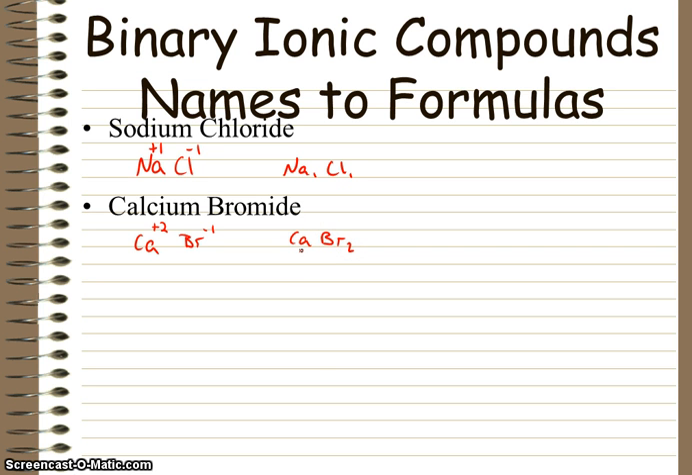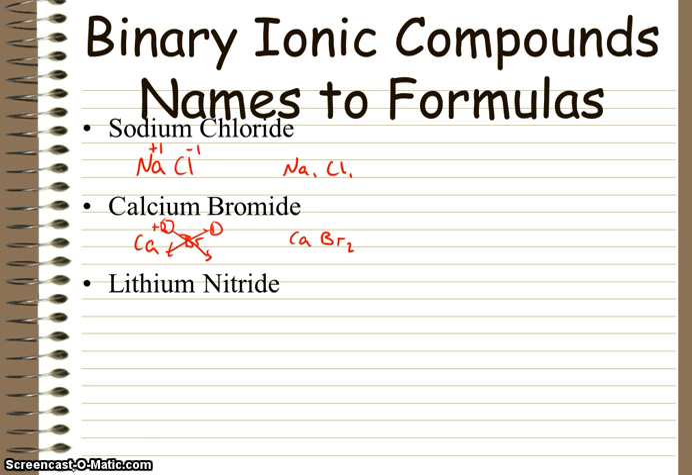Now, a trick for writing formulas: you don't necessarily have to think about how many electrons are gained and how many electrons are lost. When you go to write the formula for a binary ionic compound, you're going to take the charge or the number on top and drop it down here, and the number on top and drop it down here. So you would need 1 calcium and 2 bromines.